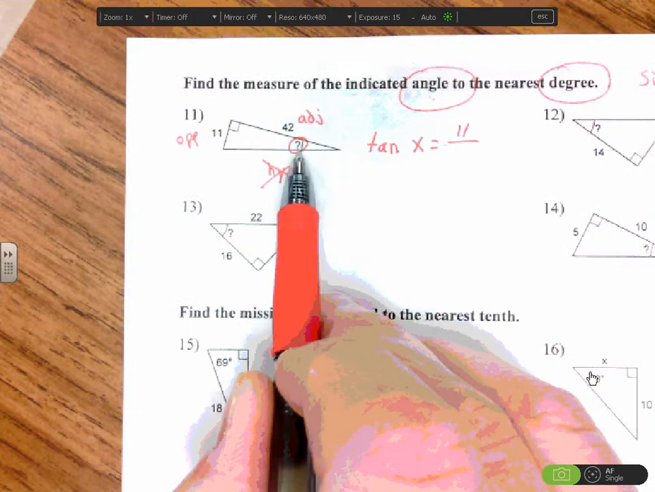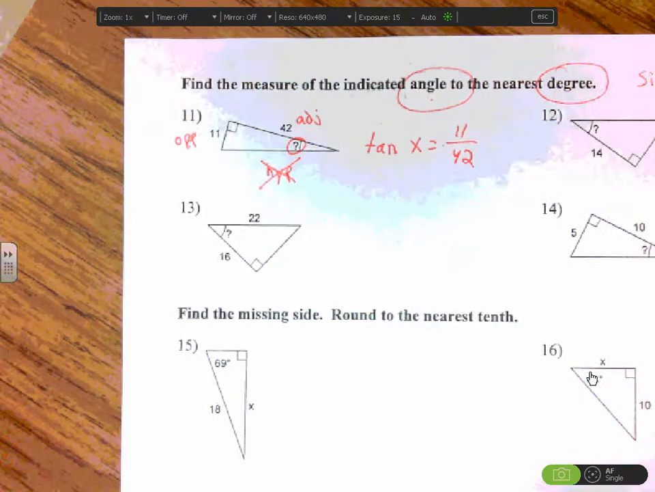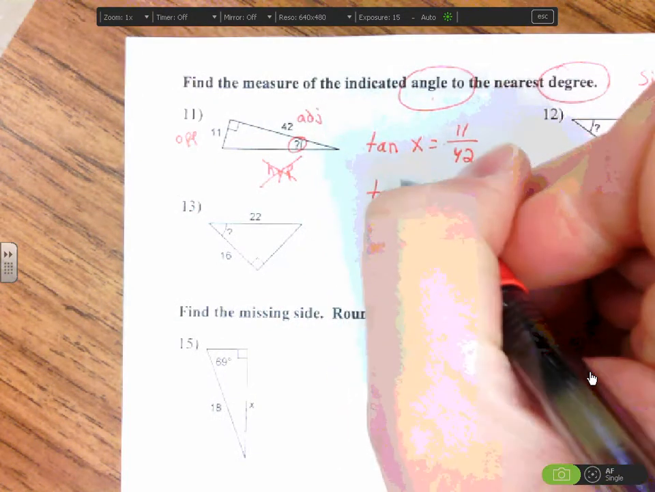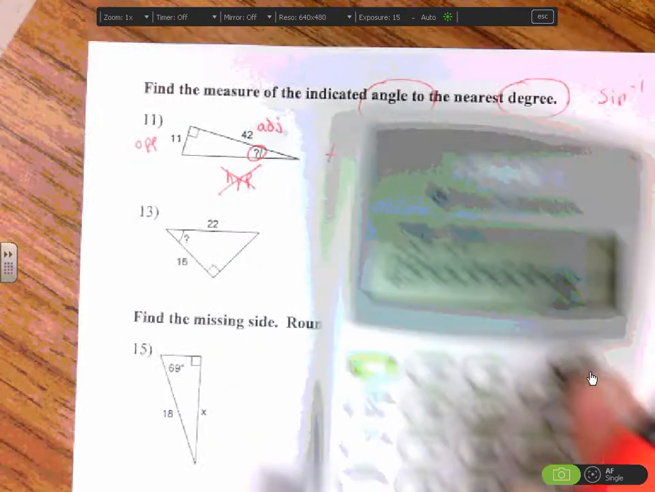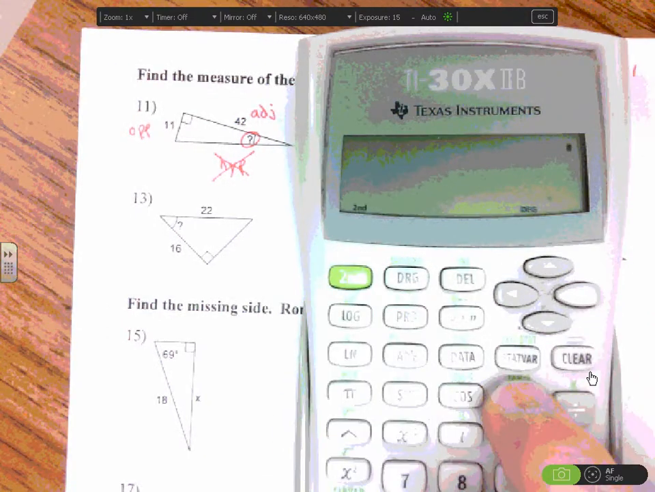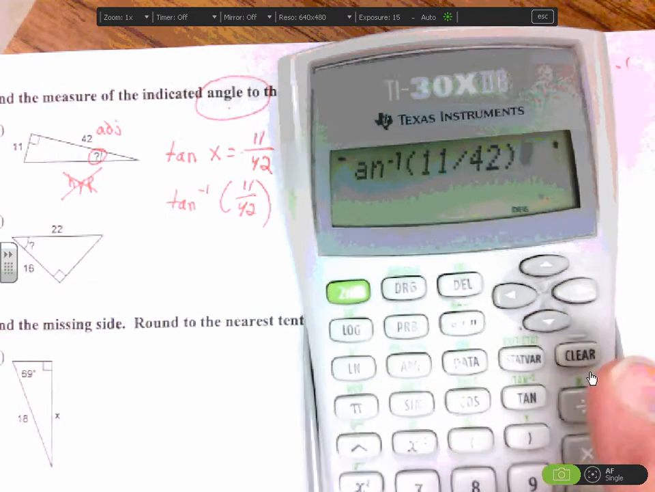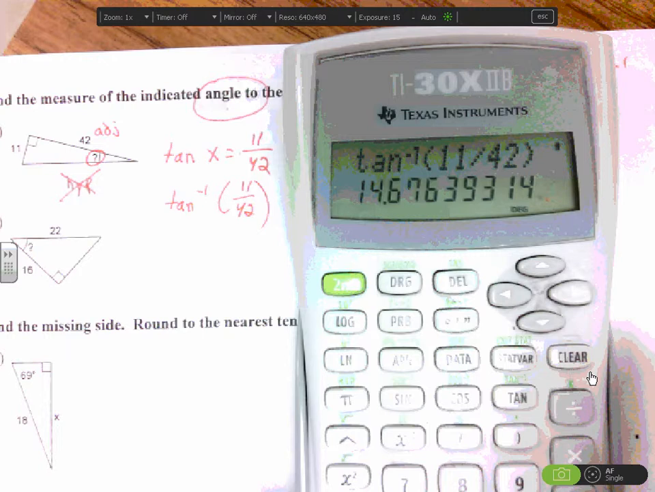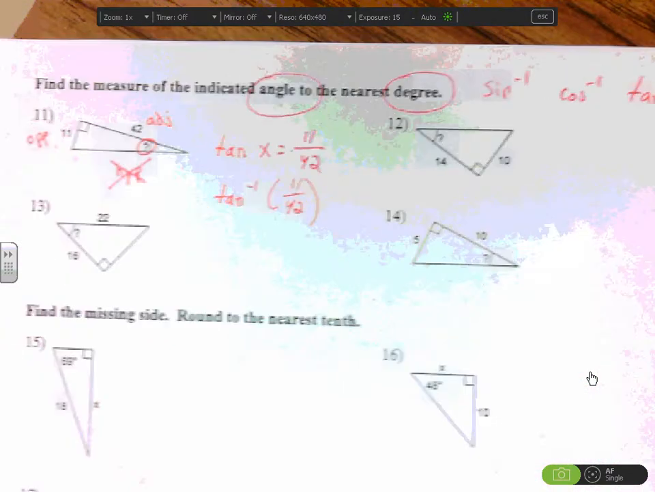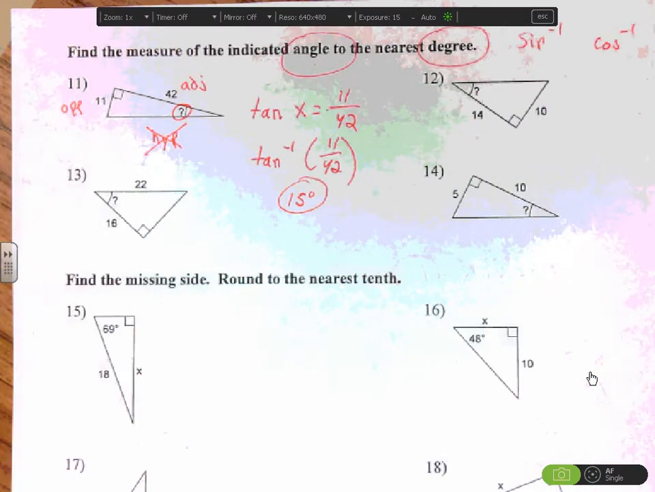Back at it. Tangent of this angle is opposite 11 over adjacent 42. But in my calculator, I need to put inverse tangent of that fraction. So again, in the calculator, second tangent of 11 divided by 42. Let's close the parenthesis. And that gives me 14.67. To the nearest degree, that would round up to 15. So this angle would be 15 degrees.